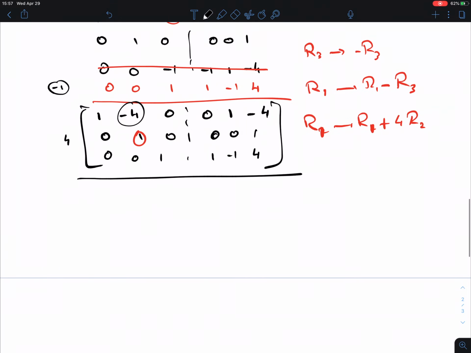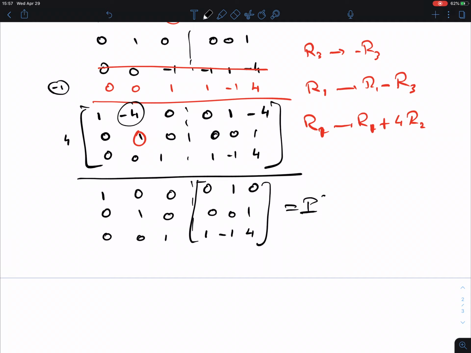So I'm multiplying this with 4 and adding up. 1, 0, 0, that's a 0, that's a 1, 4, that's a 0 again. Get 0, 1, 0, 0, 0, 1, and get 0, 0, 1, 1, negative 1, 4. So this is the inverse, this is P inverse.